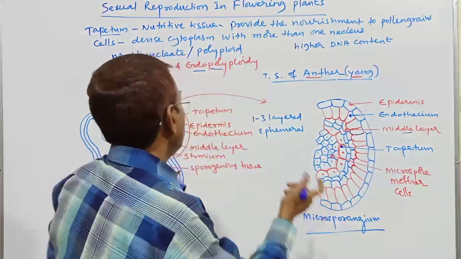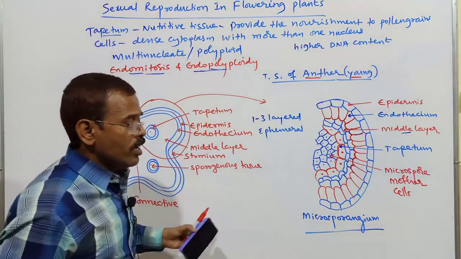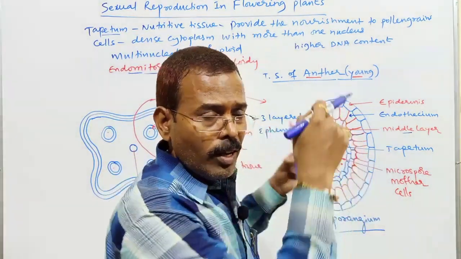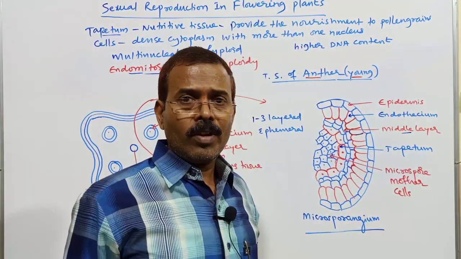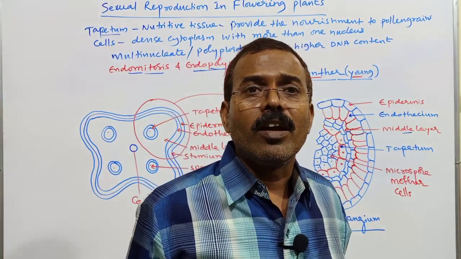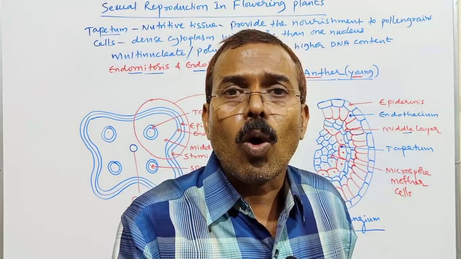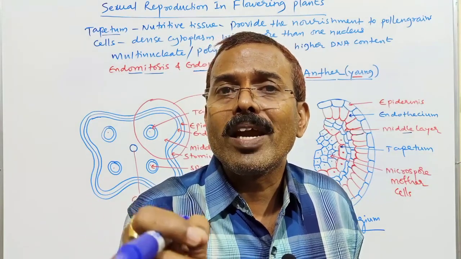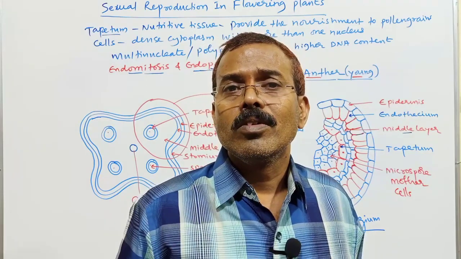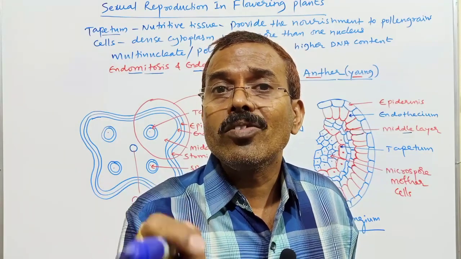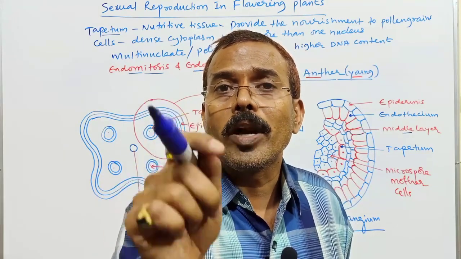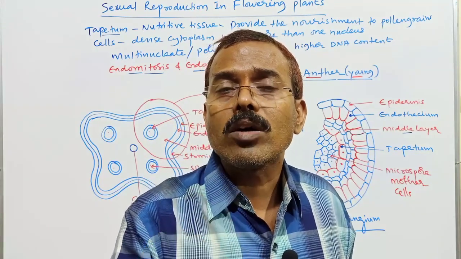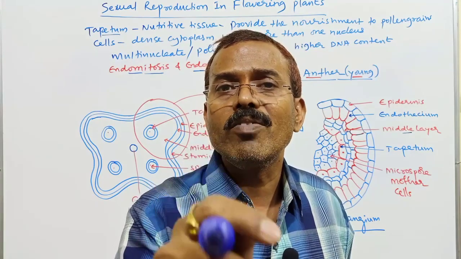So due to endopolyploidy, there are more sets of chromosomes in the tapetal cell. Endopolyploidy refers to the polyploidy caused in a cell due to replication of chromosomes in the cell not followed by nuclear division.